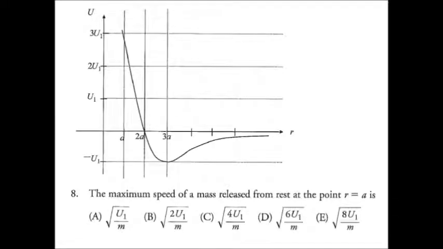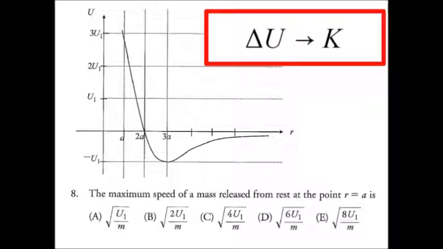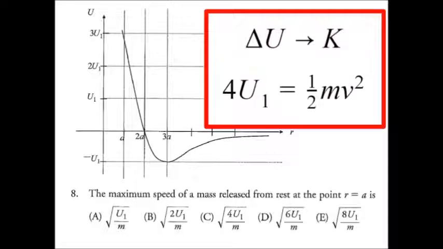The maximum speed of a mass released from rest at point R equals A is equal to, well, we're looking at this and we notice that we are converting gravitational potential energy into kinetic energy. That's fun to do, but how much gravitational potential are we losing? 4 U1. You go from 3 to -1, so you're losing 4 U1. Did I say UI? I meant U1.